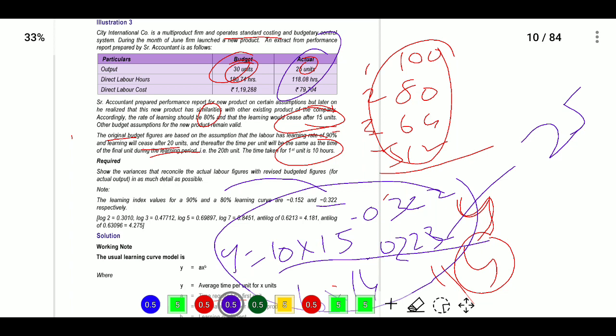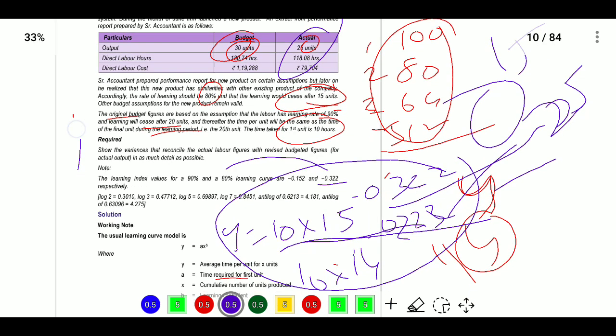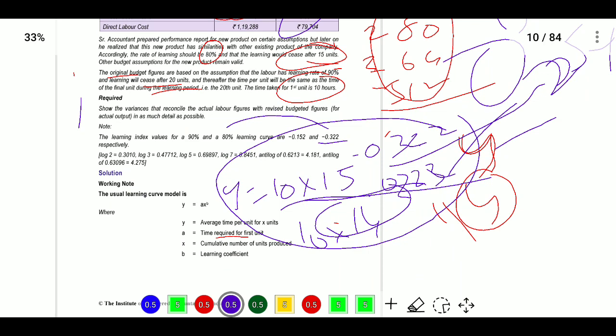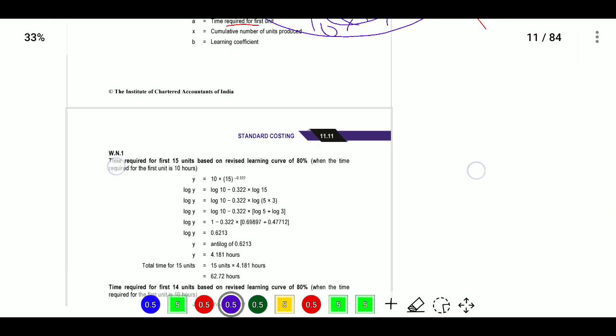For the first unit we get this, for the next unit we get this. For the 15th unit this will be the difference. Next, for 15 units we will get one value, and we will calculate for 14 units, and the difference will be the next 10 units. This is the case for the 80% curve. Now we will see the formulas and the provided answer.